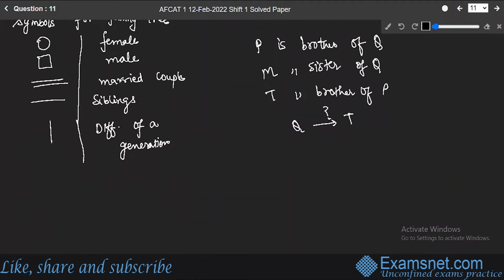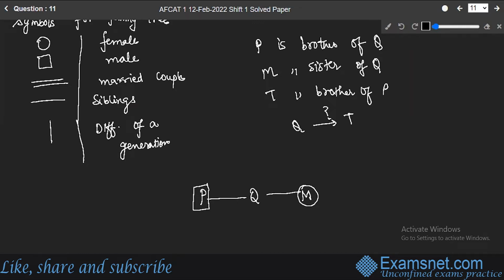So P is brother of Q. First of all, P and Q. P is brother of Q. This simply means P is a male, but I don't know whether Q is a male or a female. So I'll keep Q as such. They are siblings, so I'll put a straight line, one single line. M is sister of Q. Now, M is a sister, that means M is a female, and they are siblings, so I'll draw a single line again.